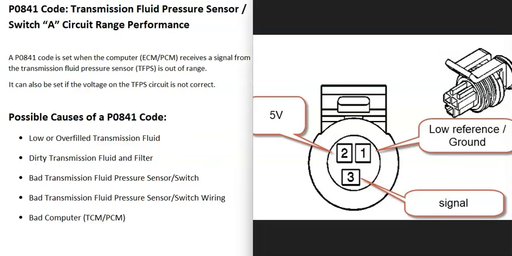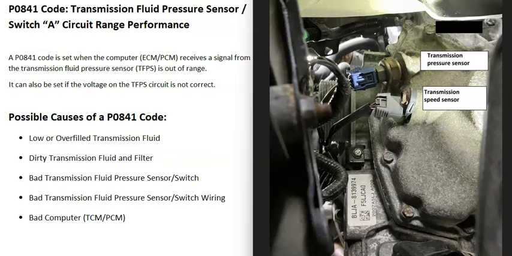If that all checks out good, then you can go and test that transmission pressure sensor and be sure it's good. There are some good videos on how you go about testing that sensor. But basically, the most likely cause is going to be that either there's some kind of issue going on inside the wiring or that pressure sensor's just gone bad.